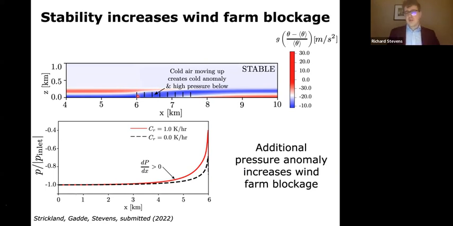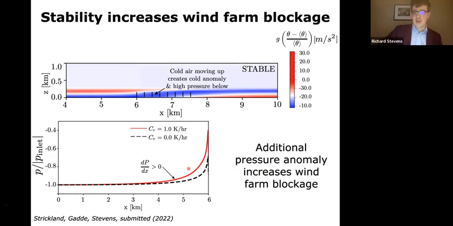And this additional pressure anomaly is created due to the cold air that is moving up. So you basically move more fluid mass upwards, increase this pressure gradient, and this pressure gradient is increased for the stable case in red versus the neutral case. And this increased pressure anomaly is enhancing this wind farm blockage effect, which originates from these pressure gradients that slow down the wind in front of your wind farm.